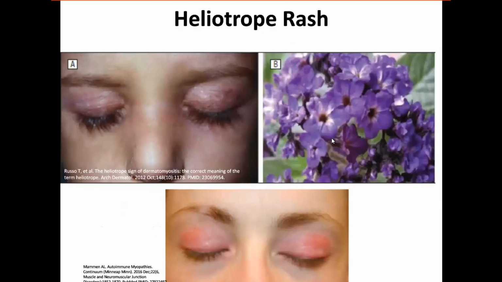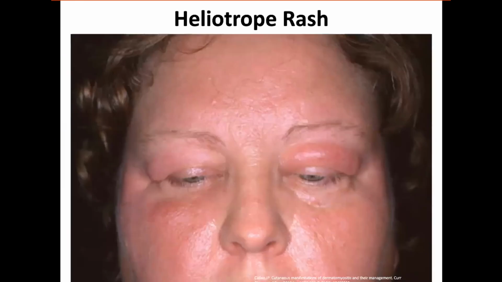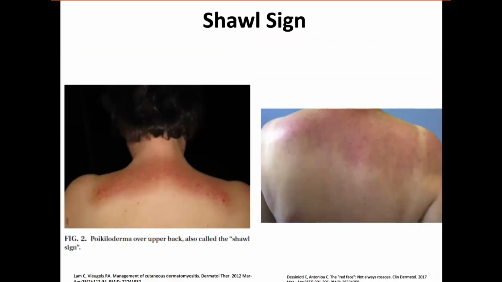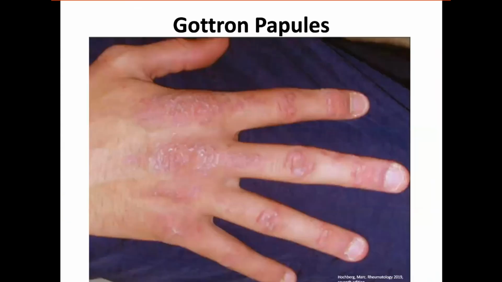This is what we call the heliotrope rash. The heliotrope is a type of purple flower. And with the heliotrope rash, often you'll get a lot of eyelid edema. I had a patient whose only clinical feature was very severe edema in the eyelids. This is what we call the V sign due to dermatomyositis. It occurs on the chest. The shawl sign is a very similar looking thing that occurs over on the back.